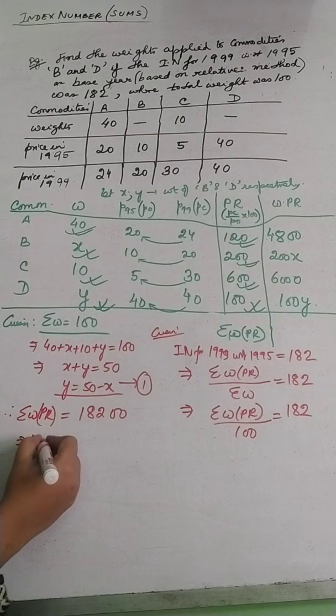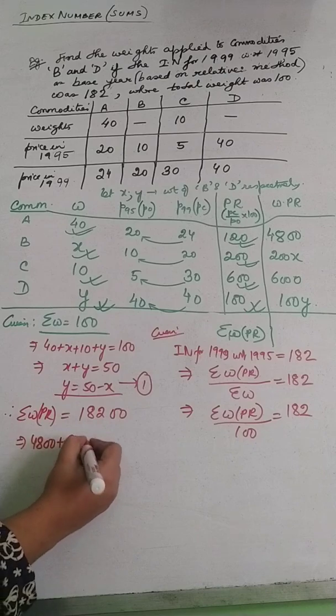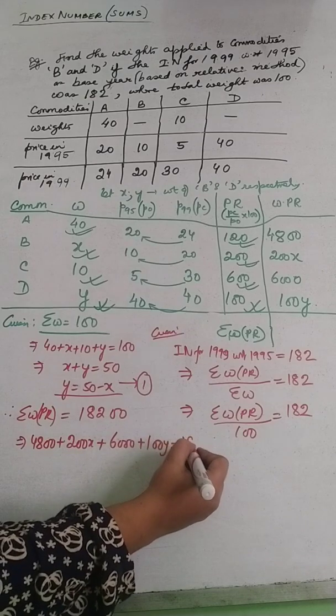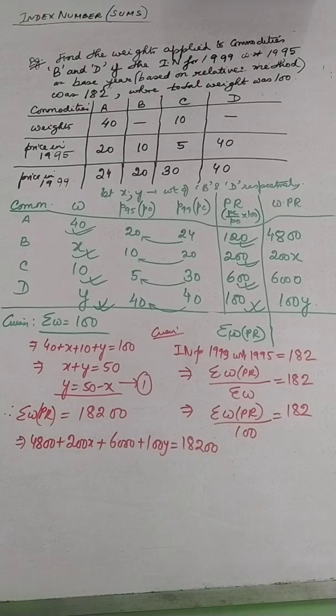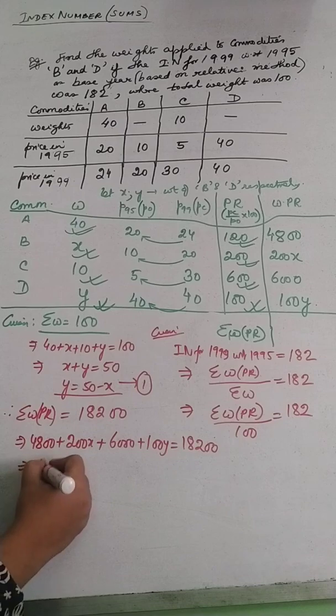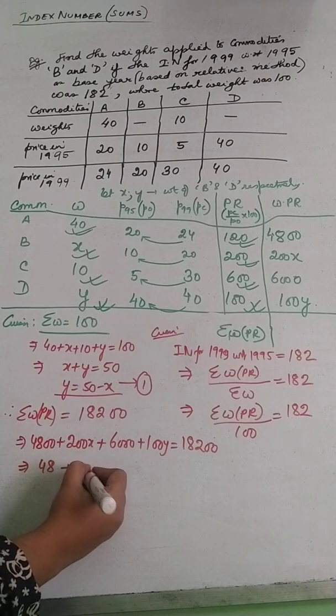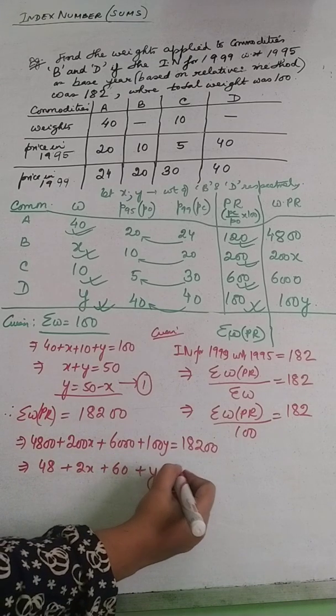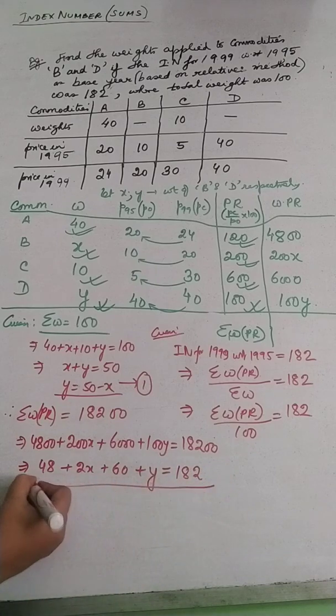Substitute. Actually, how much is the WPR summation? It is 4800 plus 200x plus 6000 plus 100y, which is 18200. Okay, so what shall we do next? In fact, we can divide throughout by 100, isn't it? Two of the zeros can vanish. So it's 48 over here, 2x over here, 60 over here, y over here, and 182 over here. That is dividing throughout by 100, or taking 100 common on the left so that the 100 on the other side cancels.